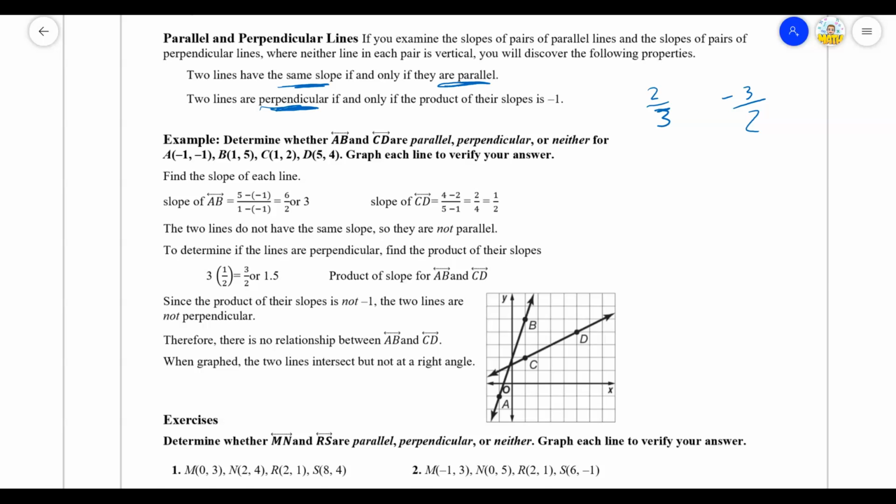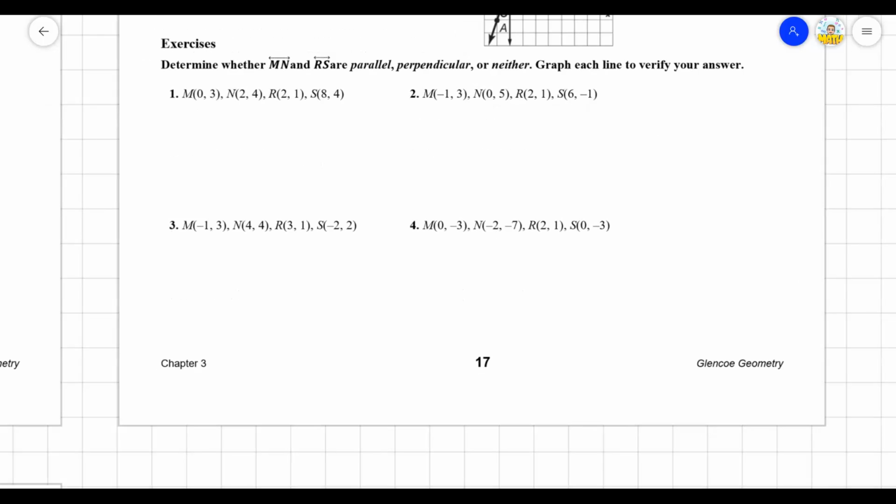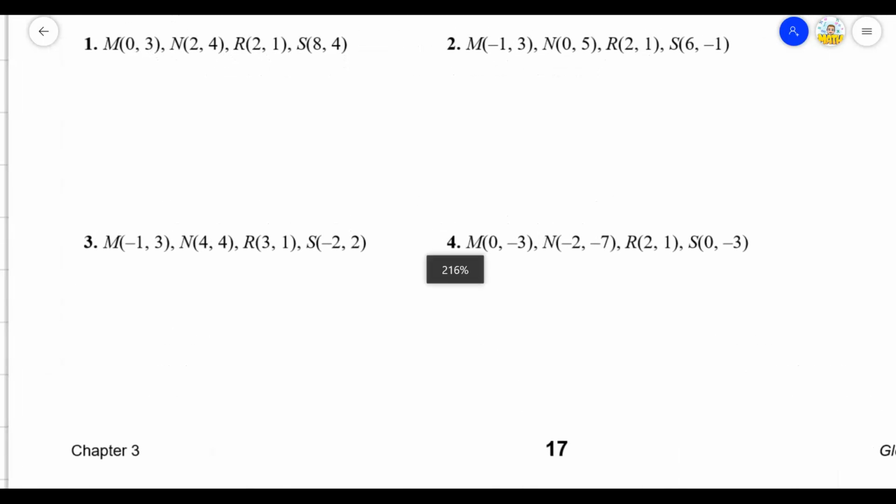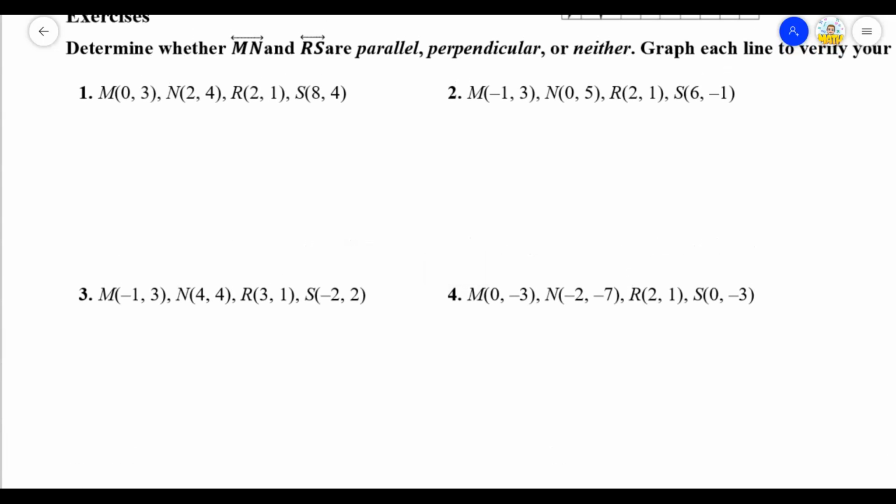The one thing I felt like we were missing the other day in the Go formative discussion is that not only do the fractions flip, but the sign has to change as well. Here we want to answer the question: are MN and RS parallel, perpendicular, or neither? The way I'm going to set this up is I'm just going to look at those two slopes side by side. I'll look at the slope of MN and the slope of RS, and we'll compare them directly.